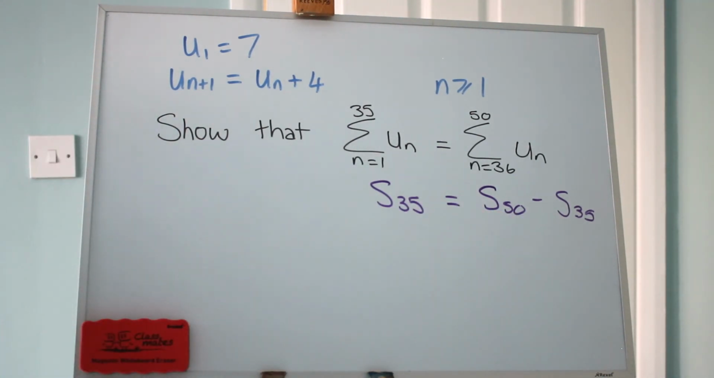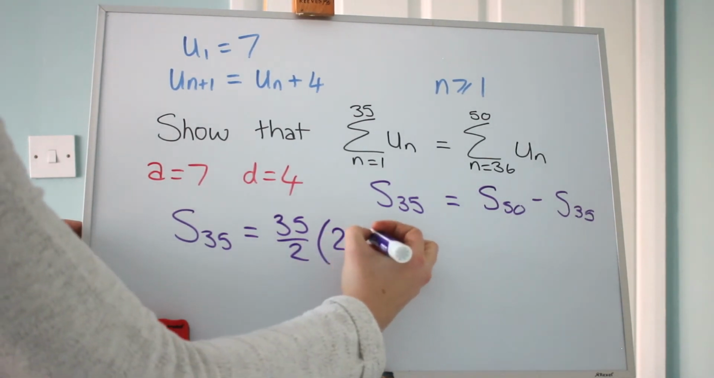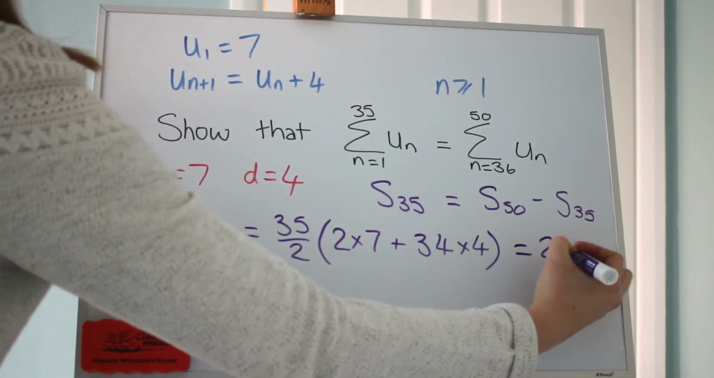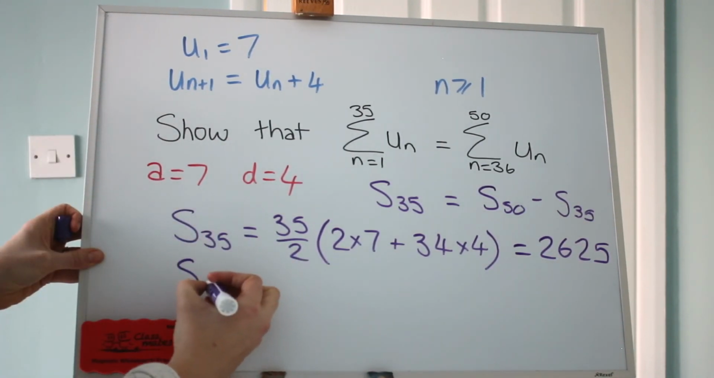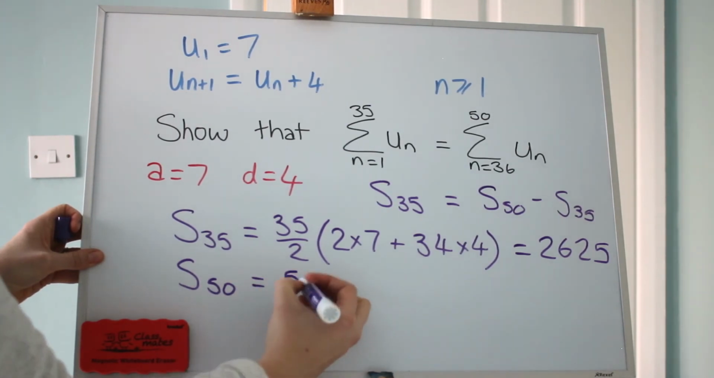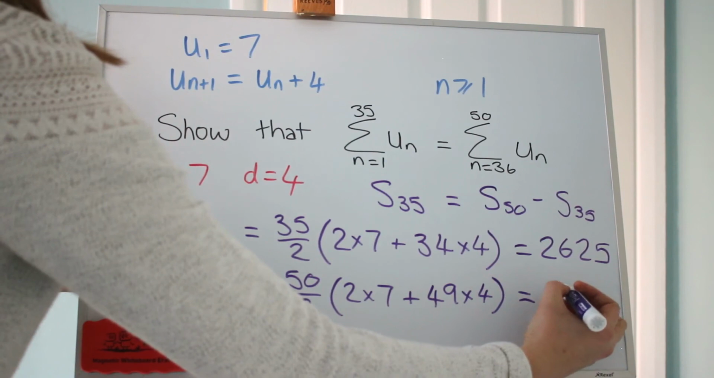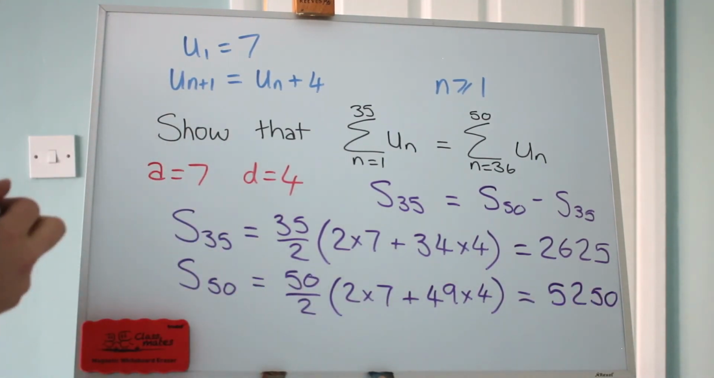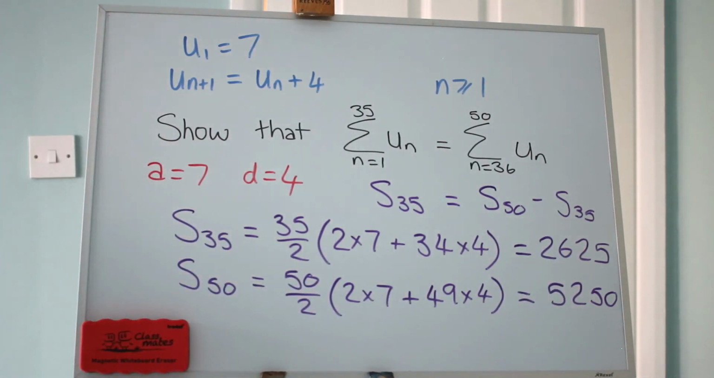We already know our a and d. I'm putting that into the expression. Okay, I get 2625 for that first one. And then we need the sum of the first 50. Do have a go. I get 5250. So you might spot that that's double that one. So this is going to work.